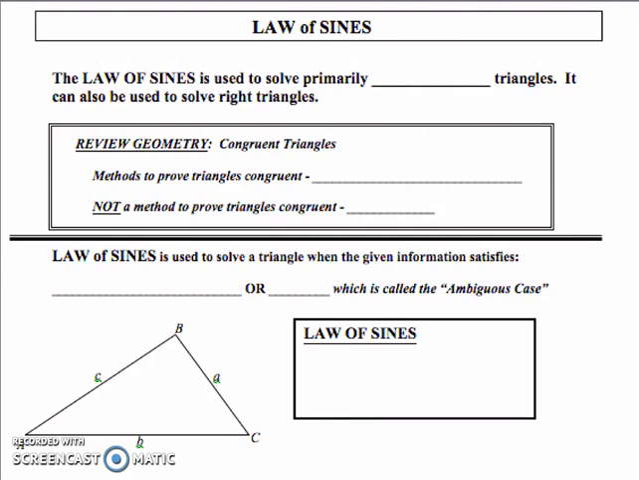The law of sines is used to solve primarily oblique triangles, and oblique means that there are no right angles, okay? It can also be used to solve right triangles, but we normally wouldn't use the law of sines if we can use SOHCAHTOA. This should be a review from geometry. We do learn the law of sines in geometry, but you're probably a little rusty.